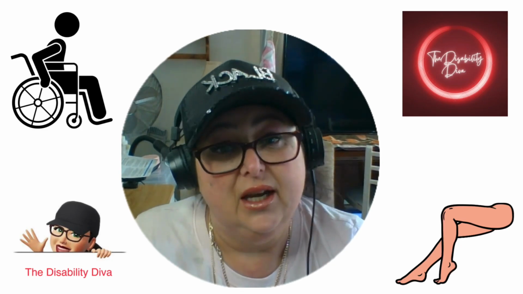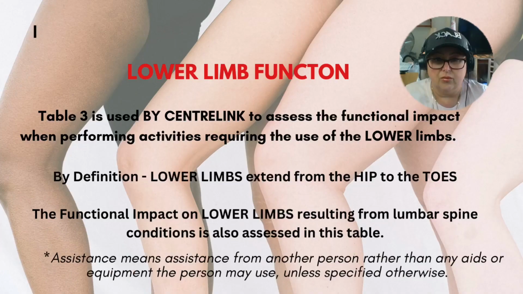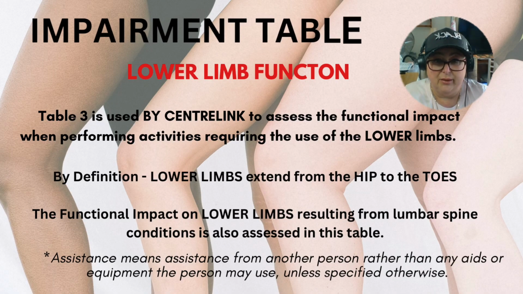I'm the Disability Diva, and today's video is the third in a series of impairment table deep dives. Today we're going to be exploring table number 3, which is about your lower limb function. Impairment table number 3 is used by CENTRELINK to assess the functional impact whilst performing activities using your lower limbs. By definition, your lower limbs extend from your hips to your toes.